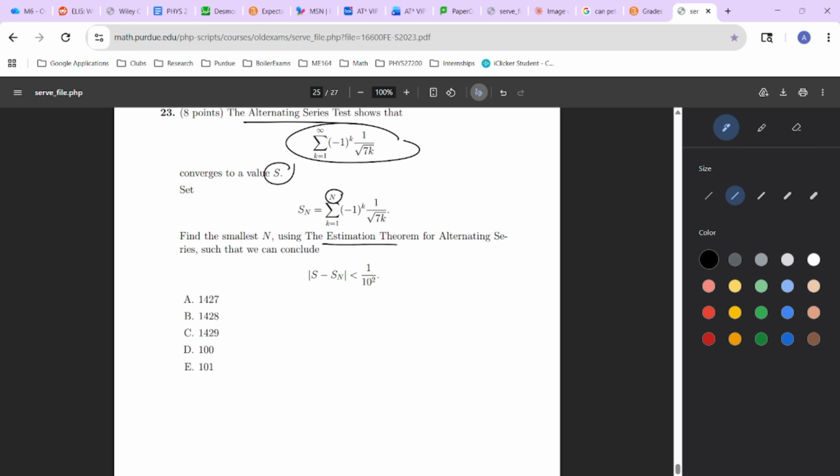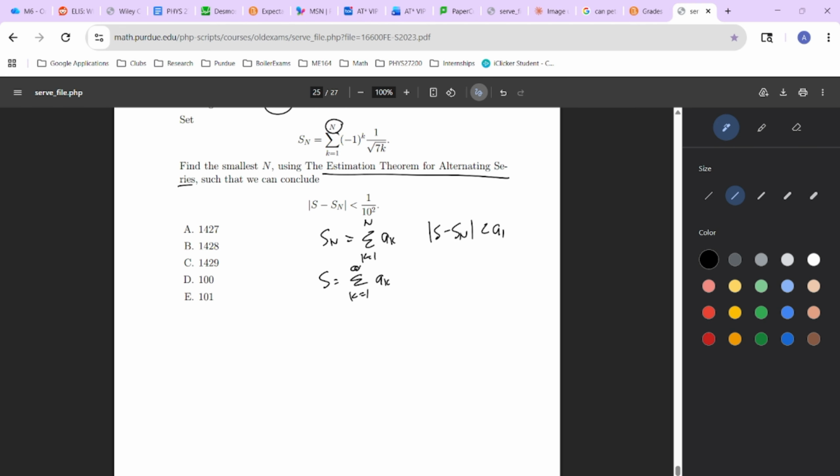The estimation theorem for alternating series states that if I'm given a partial series, from k equals 1 to n of a sub k, and the full series is the same thing from 1 to infinity of a sub k, my error between the full and the partial series should be less than the first term that I did not include in the partial series. That would be a sub n plus 1, the first term that I did not include in my partial series.